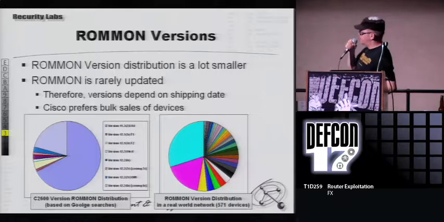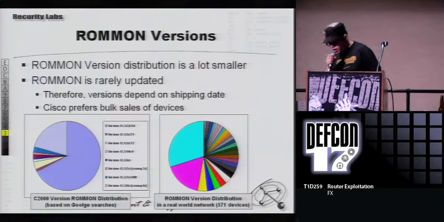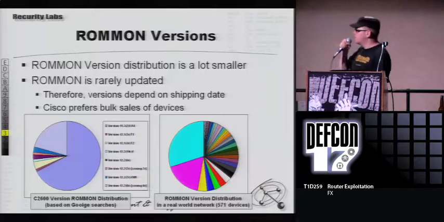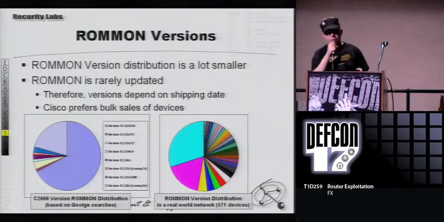You see a Pac-Man to the left side. So this is actually the version distribution according to what people write on the net in 2600 routers. So you see there's a very big chunk of 70% running the same version. This is actually really cool.